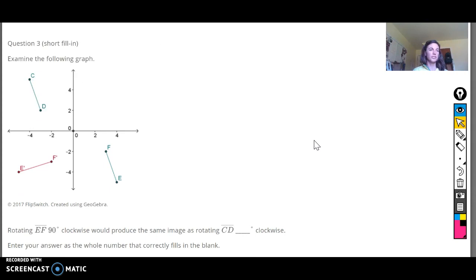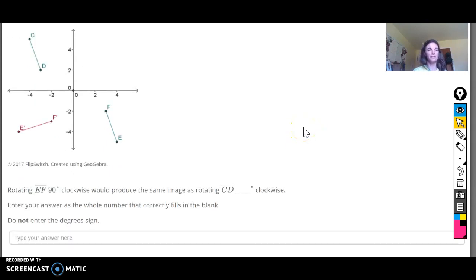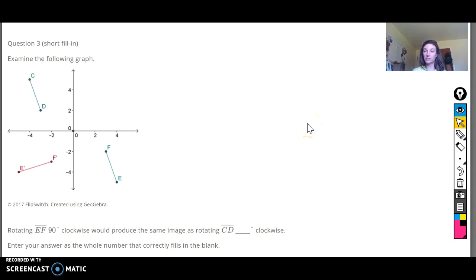All right. Question 3. Let's look at this graph. When I first did this question, it took me forever because I didn't read it right. So let's make sure we read it right. So if I take EF, which is right here, and I rotate it 90 degrees clockwise, I will get to E prime F prime, okay? How could I produce the same image by rotating CD? All right, well, if I rotate CD 180 degrees, I'll get here. So remember, I have -3, +2, +3, -2.